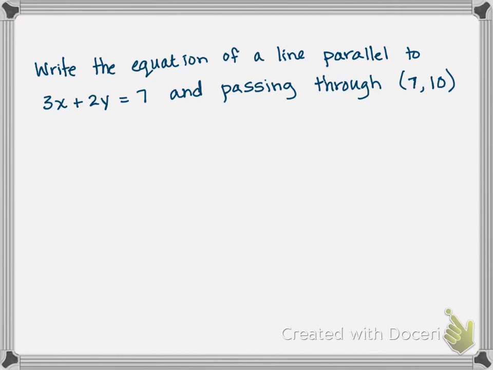Remember that to get the slope of that line, you've got to put it in slope-intercept form, right? y equals mx plus b. So solve for y. You can't just grab that 3 from in front of the x. You've got to get that mx plus b first, and then you can grab the slope.